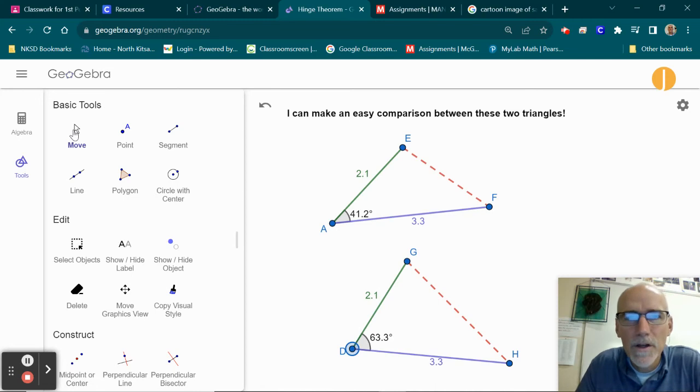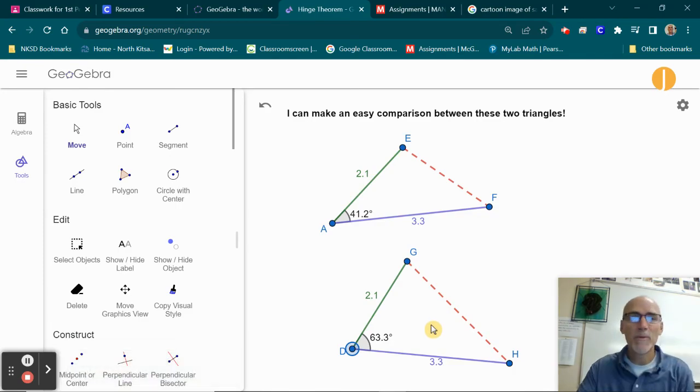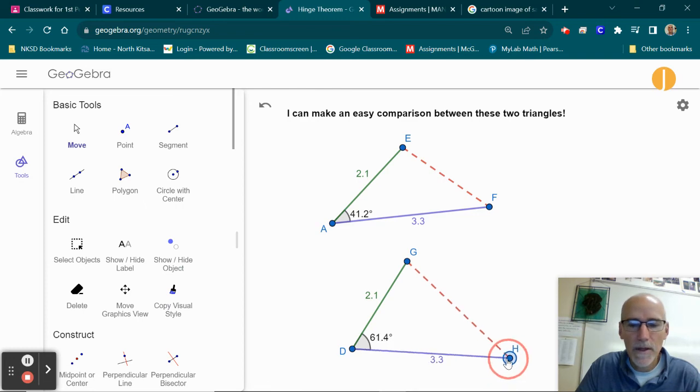My question for you in class is going to be this one right here. Can you make an easy comparison between these two triangles? So some people might say, well, the green side's the same as the green one down here. That's a good comparison. Blue side here, or purple side, whatever color that is on your screen, is congruent to the purple side down here. And I don't think I can make that not happen, right?